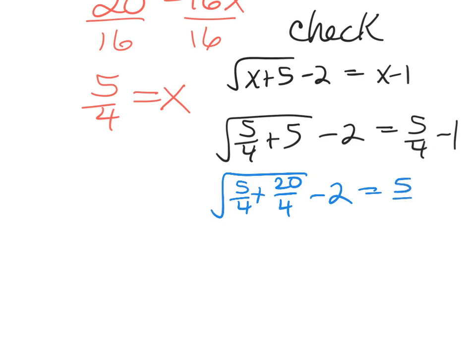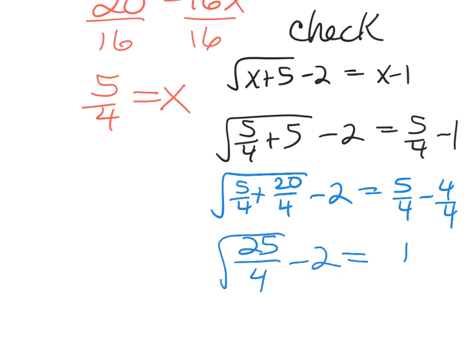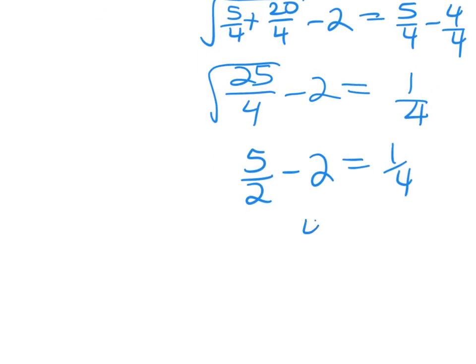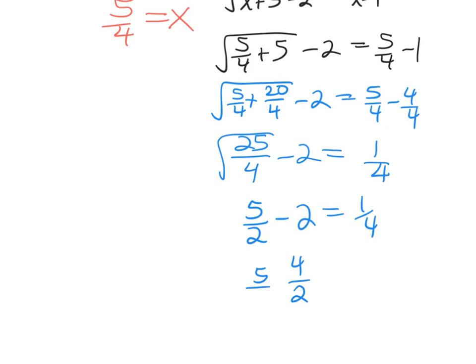Same thing here. I'm going to change that negative 1 into 4 over 4. So I get 25 over 4 minus 2. 5/4 minus 4 over 4 is 1/4. This becomes 5 over 2 minus 2. Common denominator, I can make this 4 over 2. What did I do wrong?